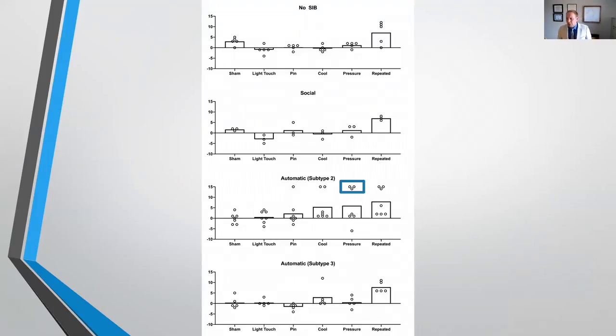And then this is the breakdown across those different types of subclasses and subtypes that I've been talking about. So we have our social group, our automatic group with subtype 2 and 3. And what I'm highlighting here is the apparent reactivity of the subtype 2 individual to that deep pressure, where it looks like there really might be something different going on there for that group as opposed to the other individuals. Things look fairly similar for the rest of the stimuli.